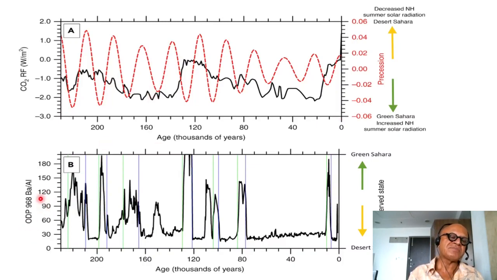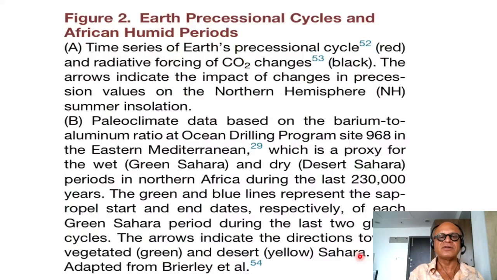Looking here at the barium aluminum evidence of the observed state, we have reversed here the axis. Here green Sahara was here and desert Sahara was there, whereas we are green Sahara here and desert Sahara here. So this is paleoclimate data based on the barium to aluminum ratio at Ocean Drilling Program site 968 in the eastern Mediterranean, which is closely related to the dynamics.